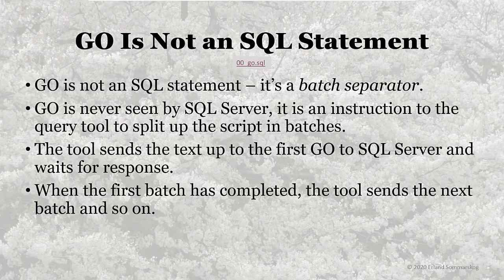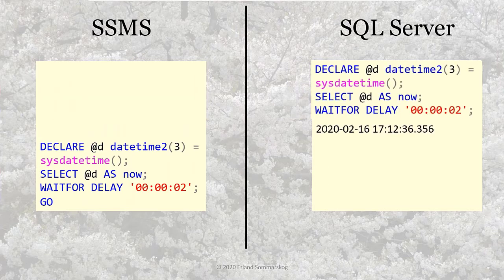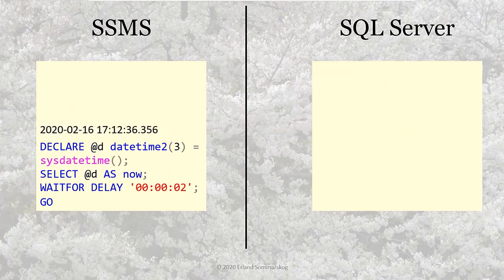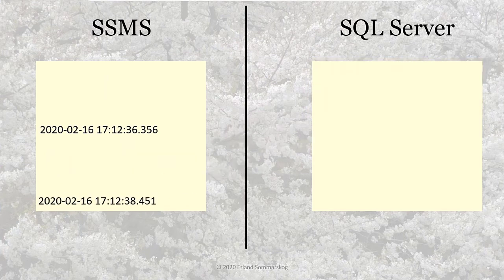First it sends the first batch, SQL Server sends the response, then the query tool sends the next batch, and so on. I've also got an animation to just show what happens here, just to illustrate the point. So Management Studio sends this, SQL Server produces the results, then sends it after the delay, gets the next batch, and so on, and then it's done.